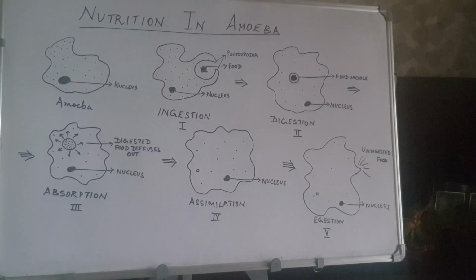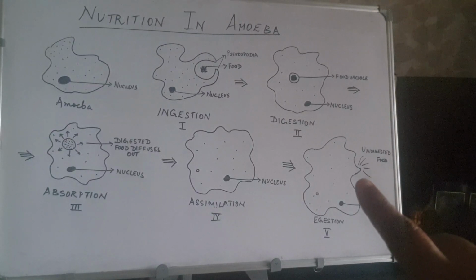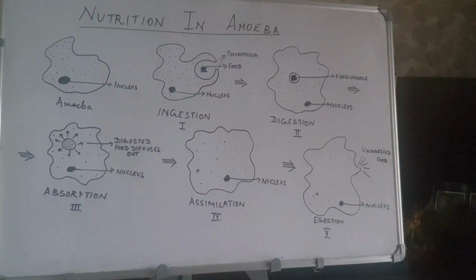Then coming to the last part, that is egestion. What is egestion? That is the discarding, throwing away of unwanted waste, undigested food material from the body. You call it egestion. So there is some undigested food present in the body of the unicellular organism, that is amoeba. It will be thrown out of the body like this. And that process you call egestion. So this is what happens in the case of amoeba.